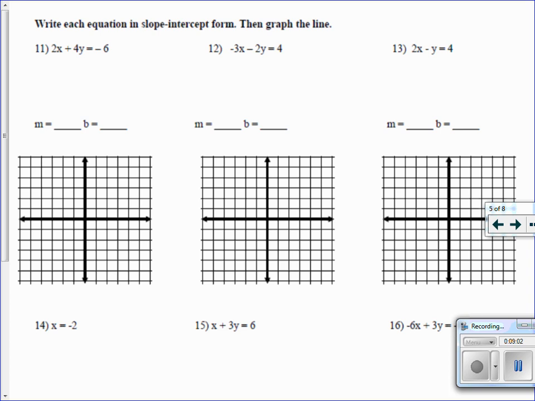So going to number 12, what's the first step? Add 3x. Wonderful. So negative 2y is equal to 3x plus 4. And now what has to happen? Divide by -2. So y equals negative 3/2 x. And then what's after that? -2.